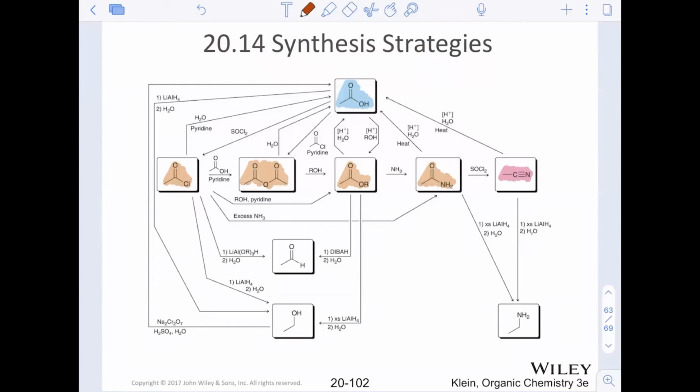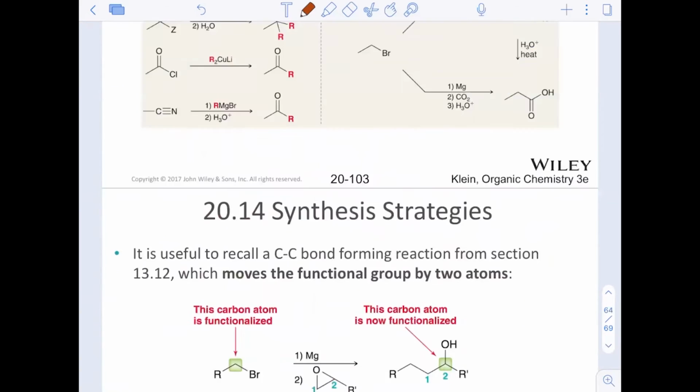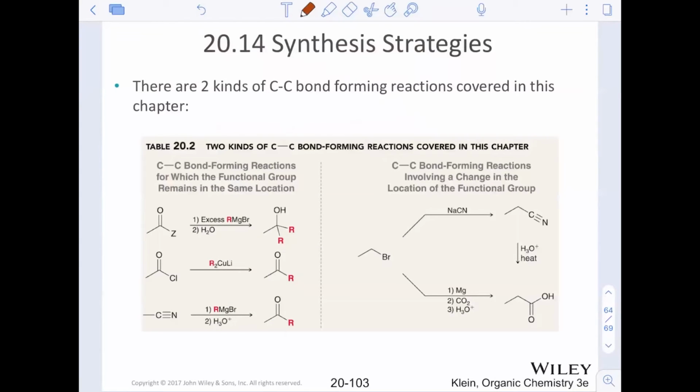Peppered in throughout all of these, we do see Grignards being able to add and add on carbon chains. So that's something to always remember as being possible. Not in this flowchart, but important for this chapter. Two kinds of carbon-carbon bond formations that we covered, Grignards being the most important, nitriles being the second as important.